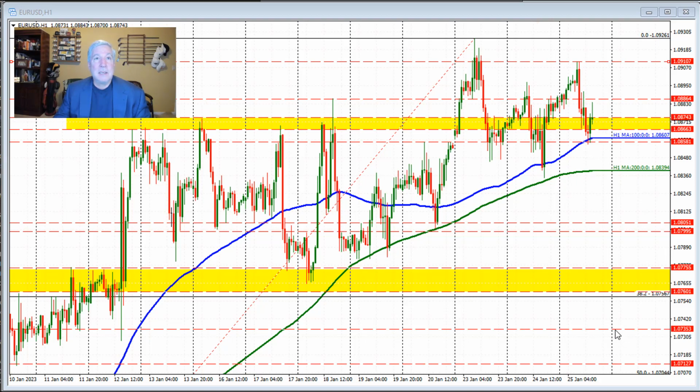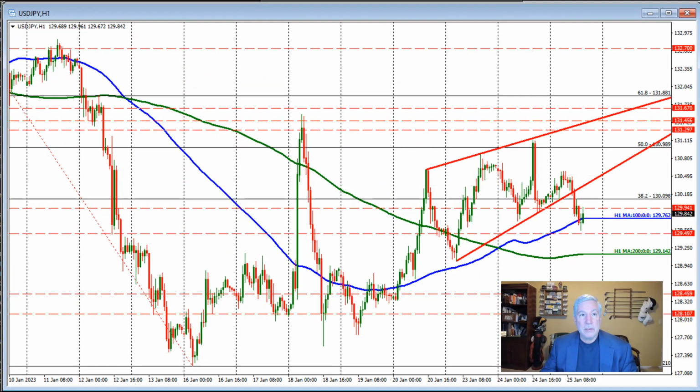Finally, let's take a look at the dollar versus the yen. I'm going to put it on the hourly chart here. Why? Because we are back down, retesting the 100-hour moving average. We actually moved below it in the early New York session here, but could not sustain momentum. And we're back above that level. This level comes in at 129.76. The move to the downside was helped by a break below this trend line on the hourly chart.